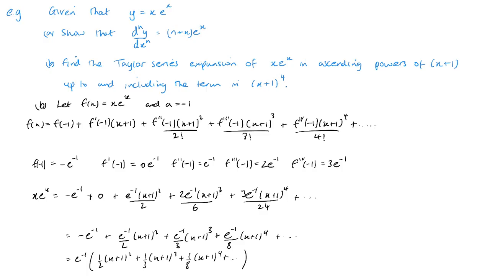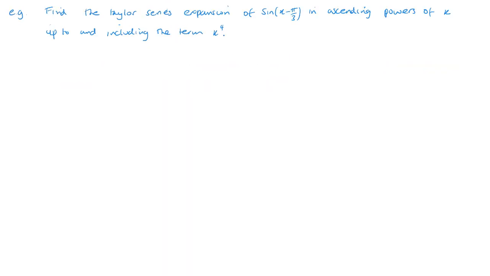Okay, and that now is the Taylor series expansion for x e to the x. Okay, my second example. So find the Taylor series expansion of sine(x minus pi by 3) in ascending powers of x up to and including the term x to the power 4. So this one, ascending powers of x, it's not ascending powers of x plus 1 like in the last one. Okay, those ones we had to use the B expansion. This one, because they're ascending powers of x, we use the A expansion.